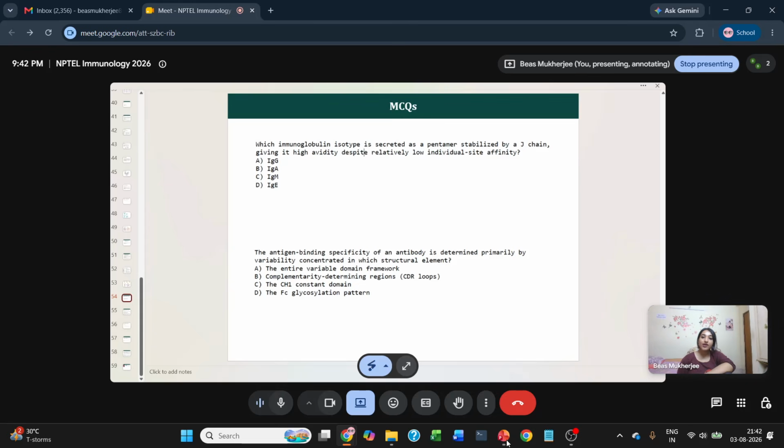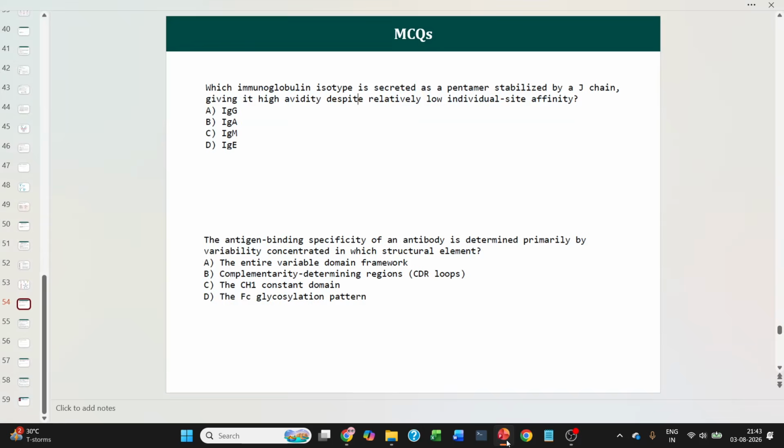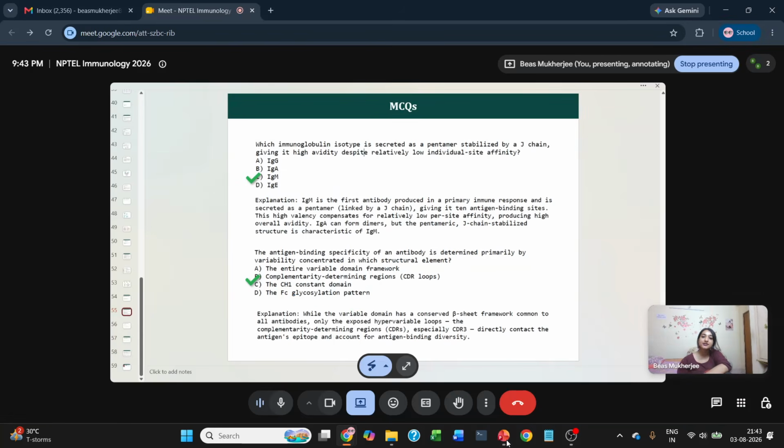Okay. Now the antigen binding specificity of the antibody is determined primarily by the variability concentrated in which structural elements? Whether it is the entire variable domain framework, whether it is the complementarity determining loops, whether it is the CH1 constant domain, or whether it is the Fc glycosylation pattern. So we will look at the right answer. The right answer is IgM.